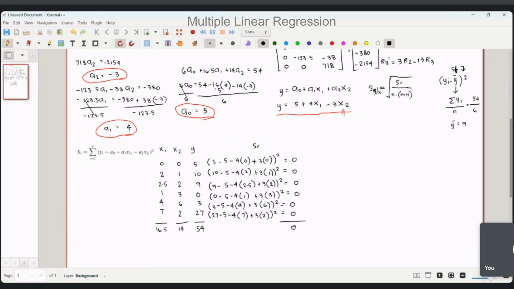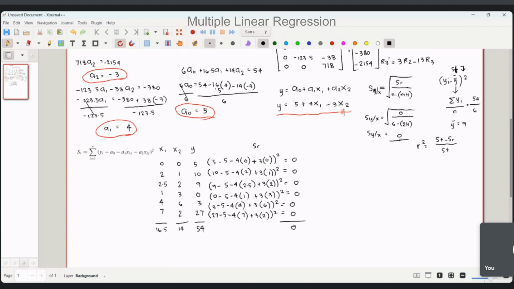So solving SY over X, 0 divided by 6 minus 2 plus 1. So atong SY over X, 0. Okay, 0. Solving for our next. Ano yung next is solve? R squared. Sakto ba? ST minus SR over ST.